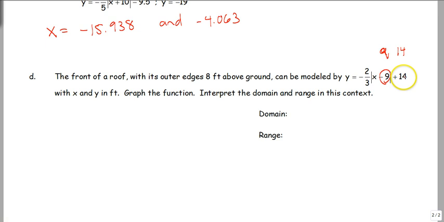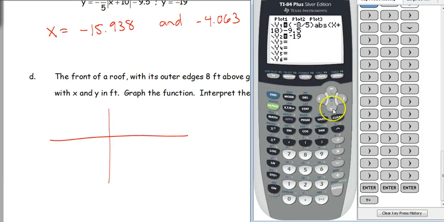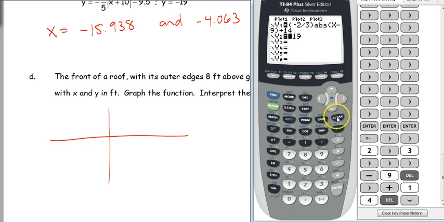Okay, so let's look at this graph. The outer edge of the roof is 8 feet of the ground. Let's start that at 0, 8. Well, actually, let's see where that is. I'm going to graph the equation. So it's negative 2/3 absolute value of x minus 9. And then it's plus 14. And we don't need the second line.